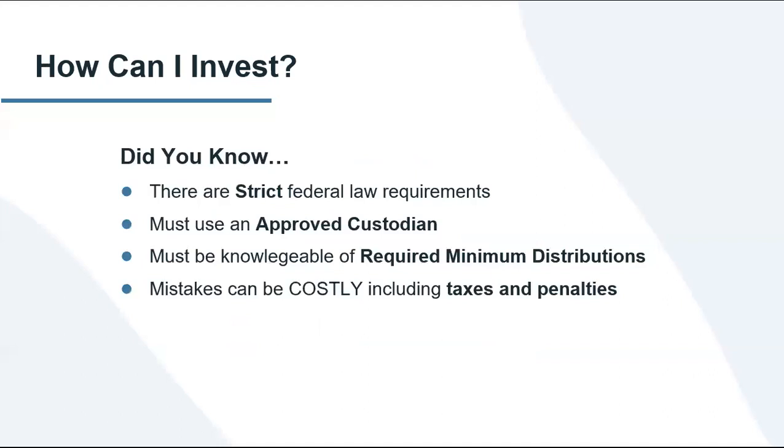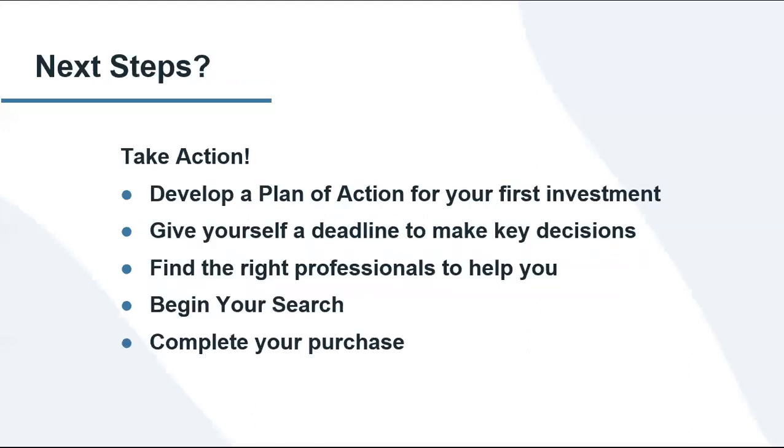So you need to know that there are strict federal law requirements. You have to use an approved custodian if you're going to invest using your IRA. You need to be knowledgeable about required minimum distributions. You do have to take money out of your IRA each year, and that can be a challenge if all of your money is tied up in real estate. And that's when you turn age 72, by the way. And then mistakes can be costly, including taxes and penalties. So just be aware of those rules before using your IRA.